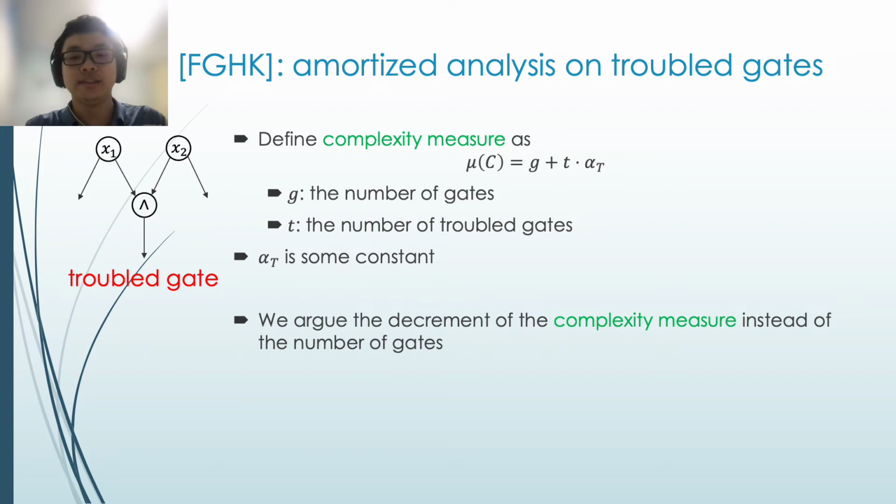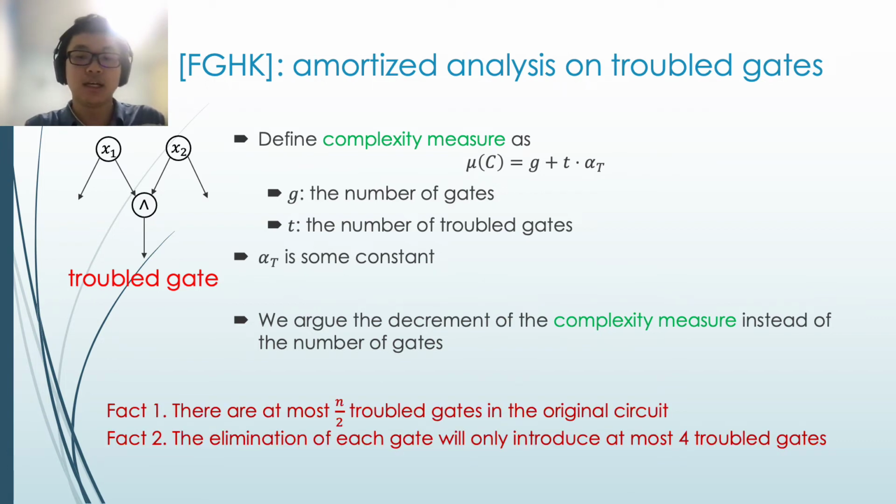So one of the key ideas in the FGHK paper in 2016 is, instead of directly attacking this case, we apply amortized analysis on this structure, on the number of this structure, which we call trouble gate. We define the complexity measure of a circuit as the number of gates plus the number of trouble gates times some constant alpha t. The exact value of alpha t will be given later. And during the gate elimination procedure, we argue the decrement of complexity measure instead of directly arguing on the number of gates.